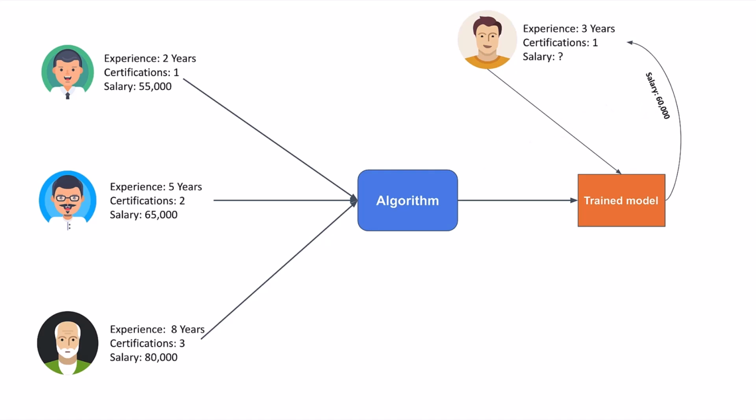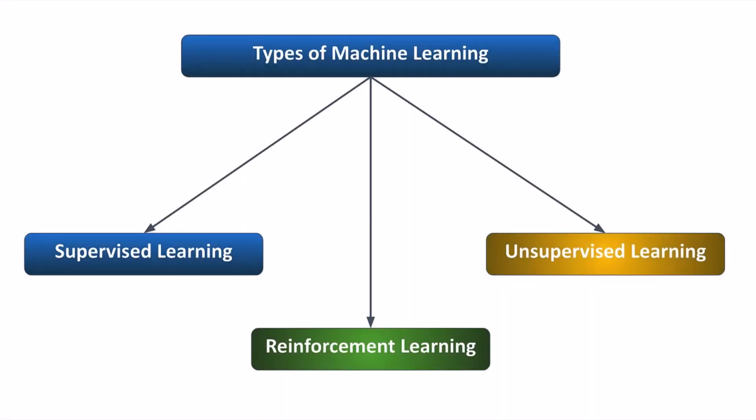As I mentioned earlier, you supply data to a computer and the computer finds patterns in that data, and this process is called machine learning. So here we supplied this data and our algorithm found a pattern, and now based upon that pattern our trained model can make predictions. So now let's look at the types of machine learning.